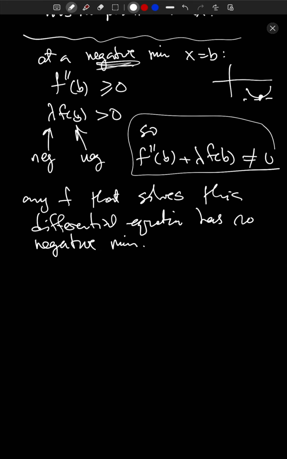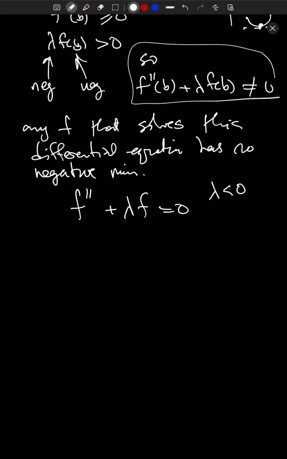Now, if you think about this, let's say we are looking again at this differential equation, f double prime plus lambda f, where lambda is less than 0. So for example, lambda could be minus 1, just to be simple. Let's say we're solving this where f is on an interval, let's say from 0 to 2 pi.